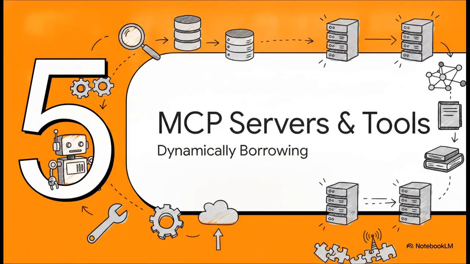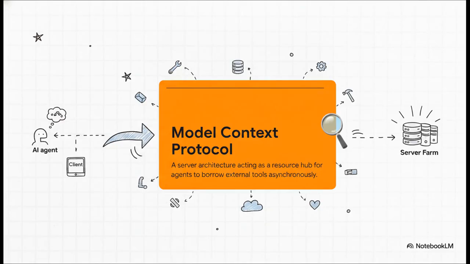Section 5. MCP Servers and Tools. Our standalone agent is highly capable, but hard-coding every tool is incredibly inefficient. It's time to scale up. Enter the Model Context Protocol, or MCP. Instead of building tools directly into the agent's local environment, developers deploy an MCP server. Think of this server as a centralized repository of capabilities.